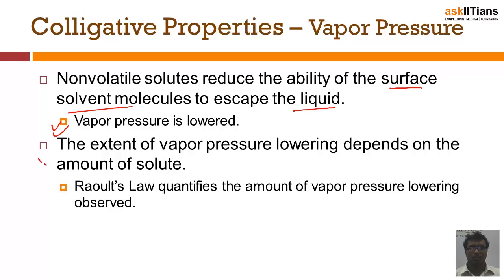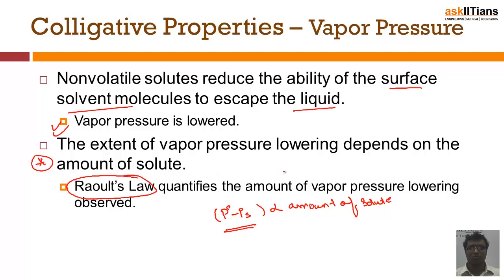Another important point: the extent of this vapor pressure lowering, which I call P0 minus Ps, depends on the amount of the solute. So this is directly proportional to the amount of solute which you are adding to the given solvent. There is an important law which quantifies the amount of vapor pressure lowering observed, which is Raoult's law.